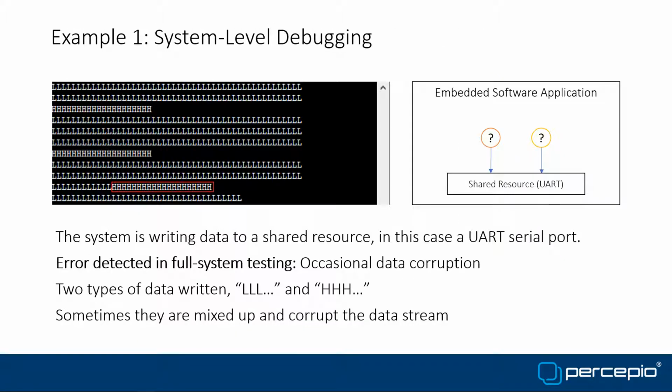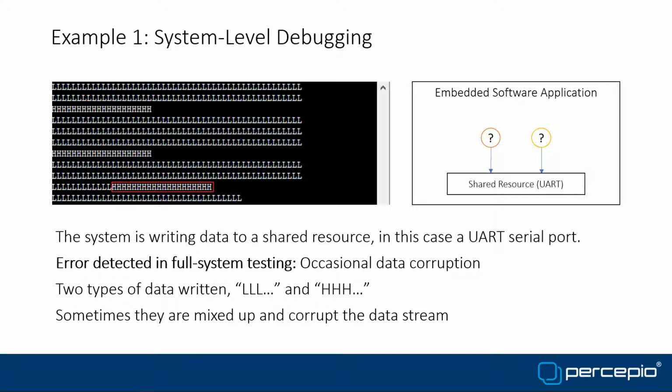Here is a basic example of system-level debugging. We have a software system with a shared resource used by different parts of the software. For simplicity, we're using the serial console UART as an example of this shared resource, but it could be anything like global data or other hardware interfaces. When testing this system, it usually works fine, but once in a while, the UART output is corrupted.